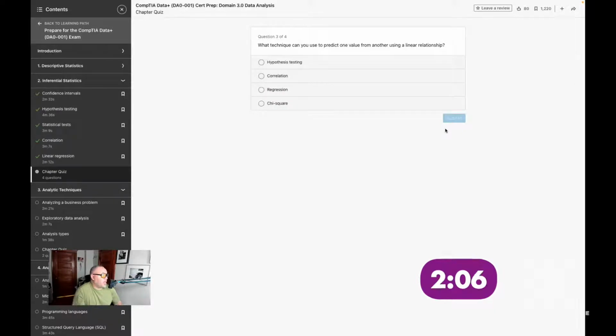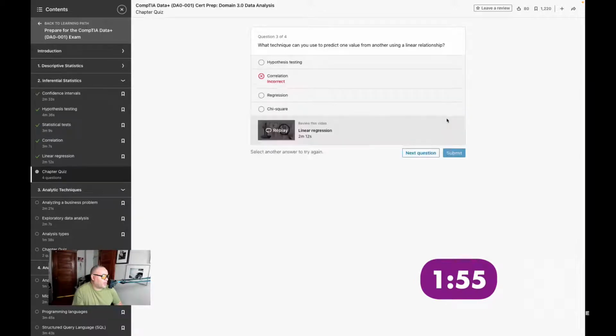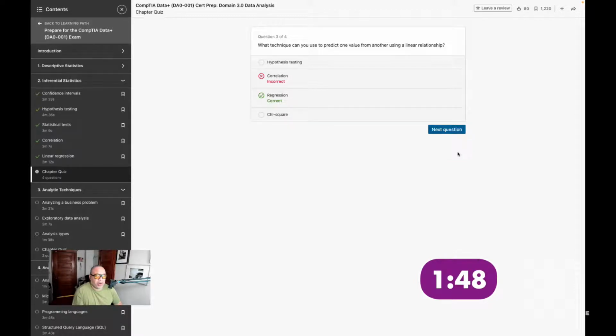What technique can you use to predict one value from another using linear relationships? Correlation? Then the question would be regression. Okay. Which one of the following R values shows the strong positive correlation between two variables?